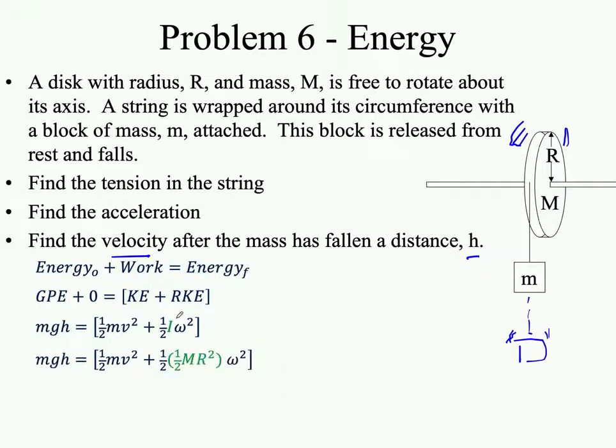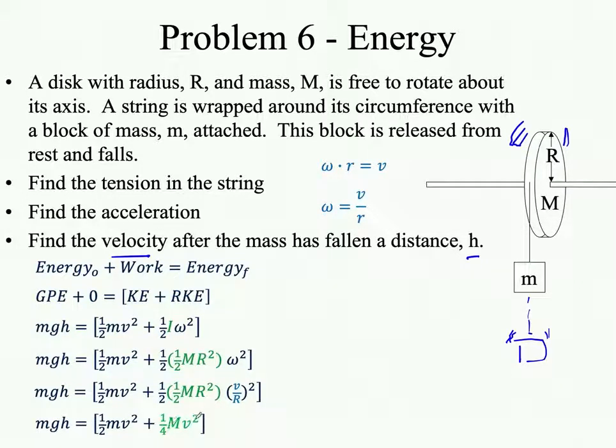Plugging in our numbers, since we know it's a disk, I is just 1/2 mr squared. Remember again that we can do omega times r equals v, or omega is equal to v over r. Plugging that in here, I can do that. And this reduces very nicely down to that. I can cancel out the m's.